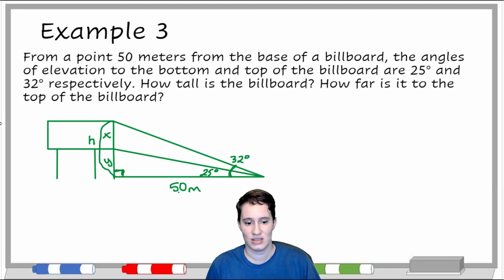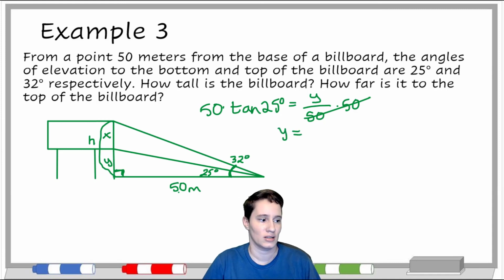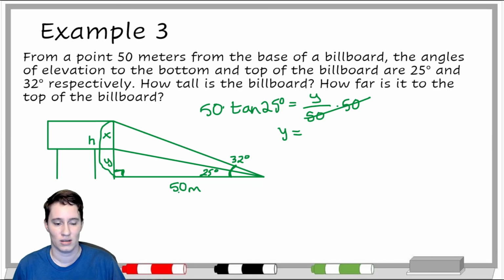So this is adjacent and opposite. So tangent of 25 degrees equals y over 50. So times both sides by 50 and get y equals 50 tan 25. I'm just going to leave it over here. 23.3 meters would be basically the height to the bottom of the billboard.